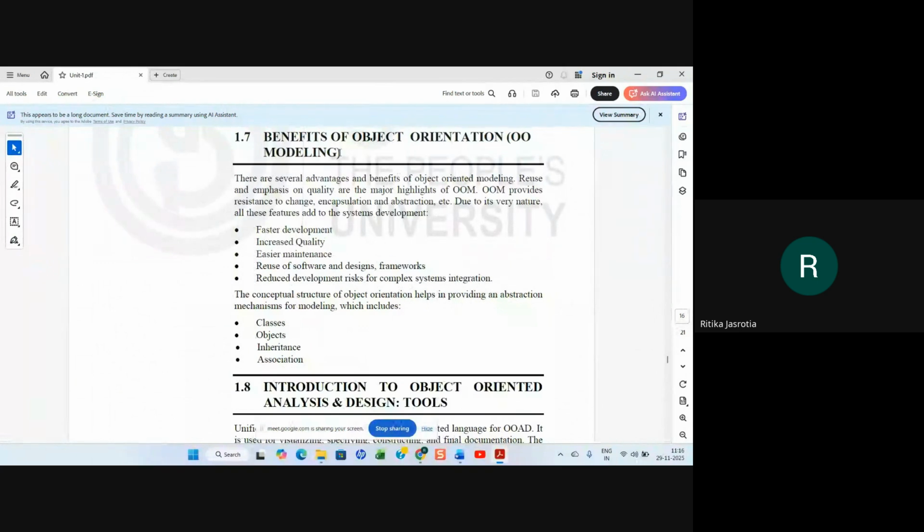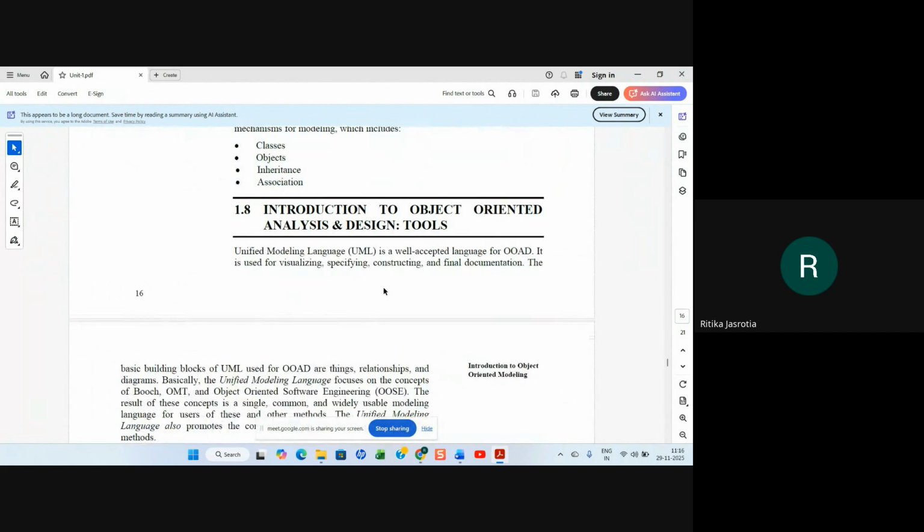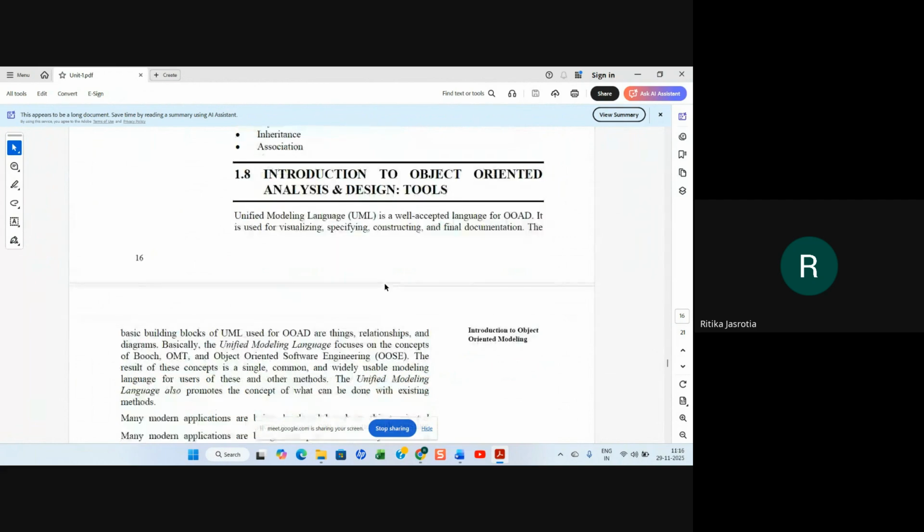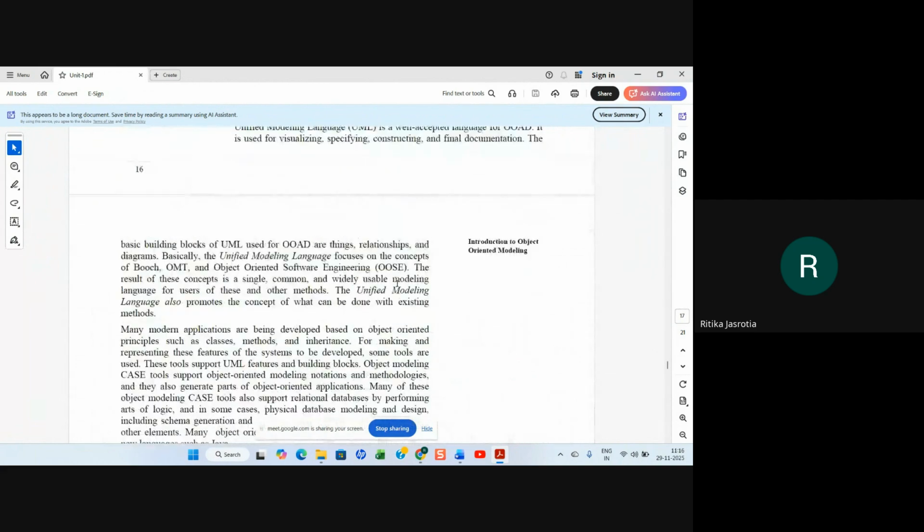Benefits of object oriented modeling is also given. So you can also put it in object oriented analysis and design: faster development, increased quality, easier maintenance, reuse of software design framework, reduce development risk. So these are the advantages. So they have given you.